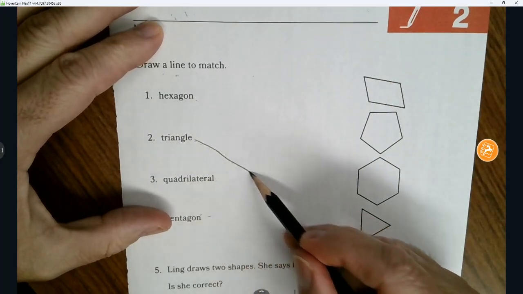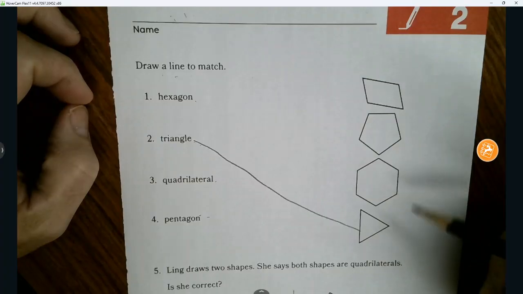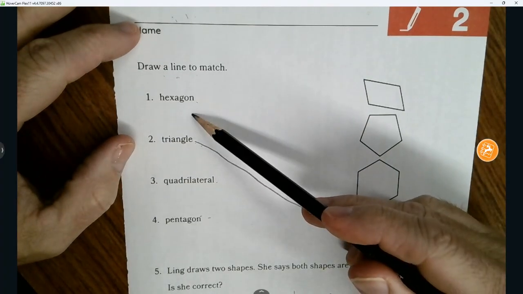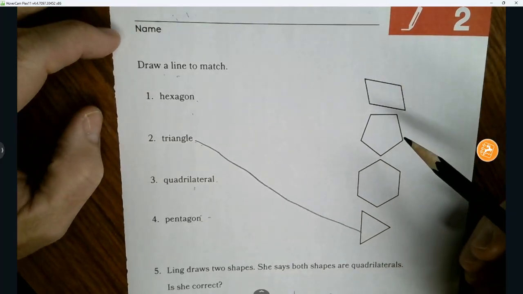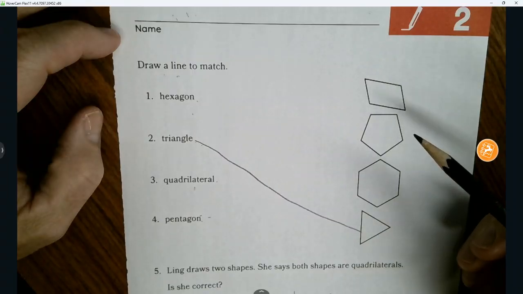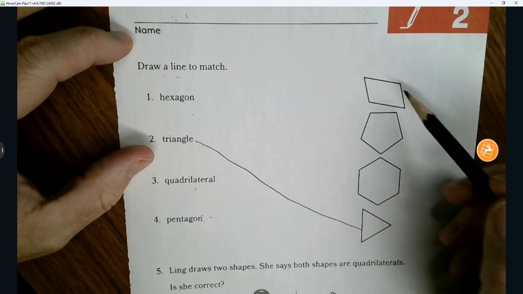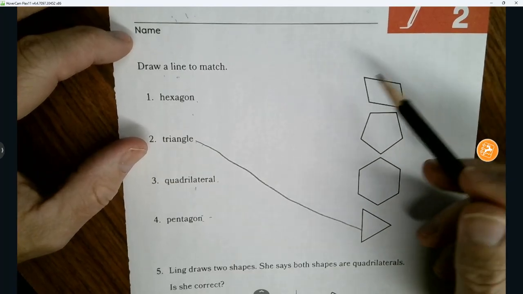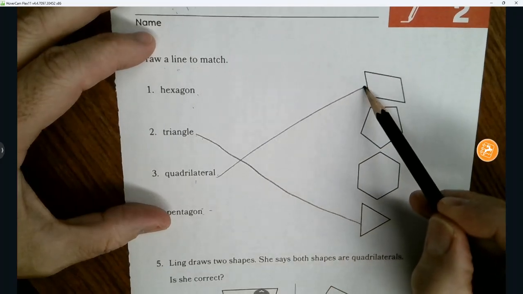So I can draw this line right there. All right. So hexagon we have left, quadrilateral, and pentagon. Quad I remember because quad means 4. So a quadrilateral is going to have 4 sides like this. 1, 2, 3, 4. This right here has quad sides.